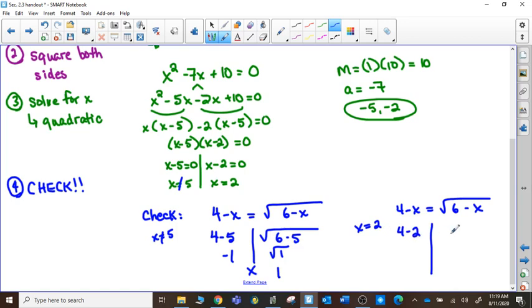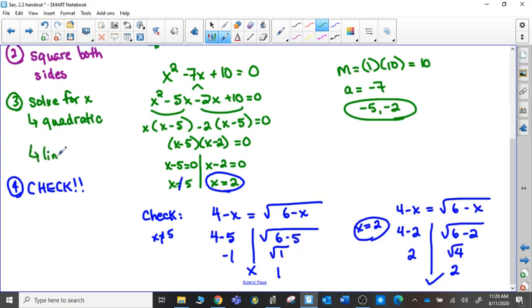So substituting the 2 in place of x, I get positive 2 on this side, and the square root of 4, which is equal to 2, and yes, this one does check. So 2 is a good solution for this radical equation. Now, this equation ended up being quadratic. It is possible that we end up with a linear equation, which requires different steps, but those are things that we need to be prepared for.